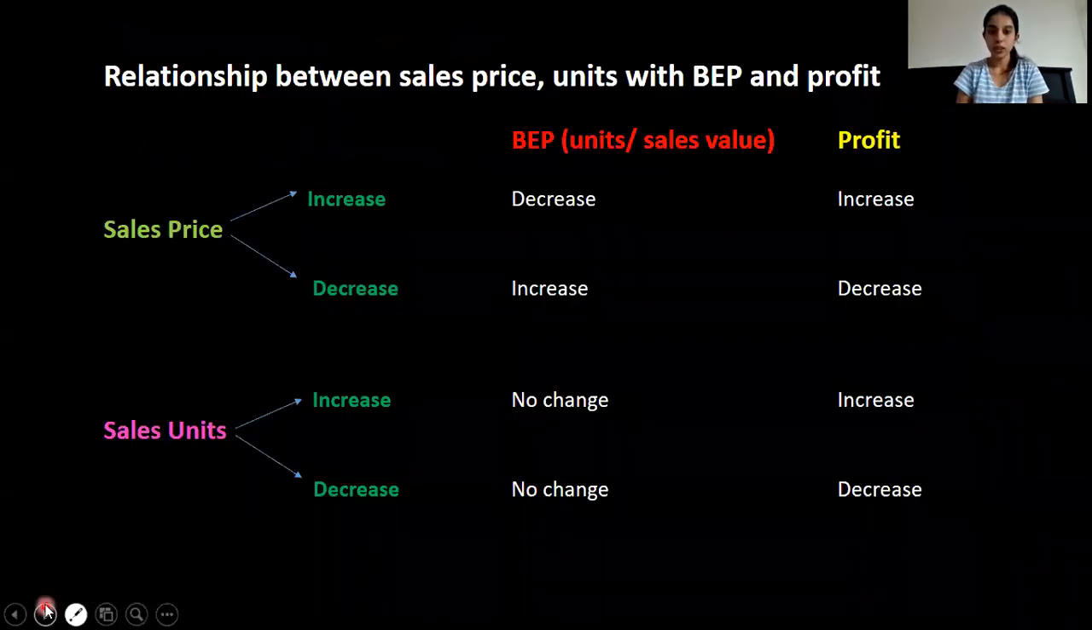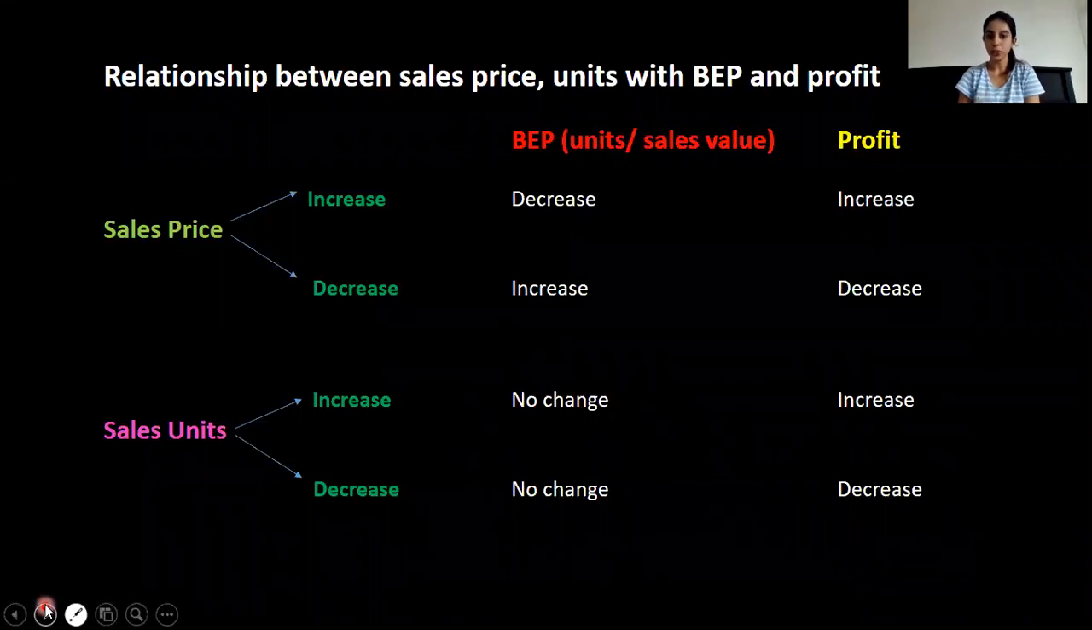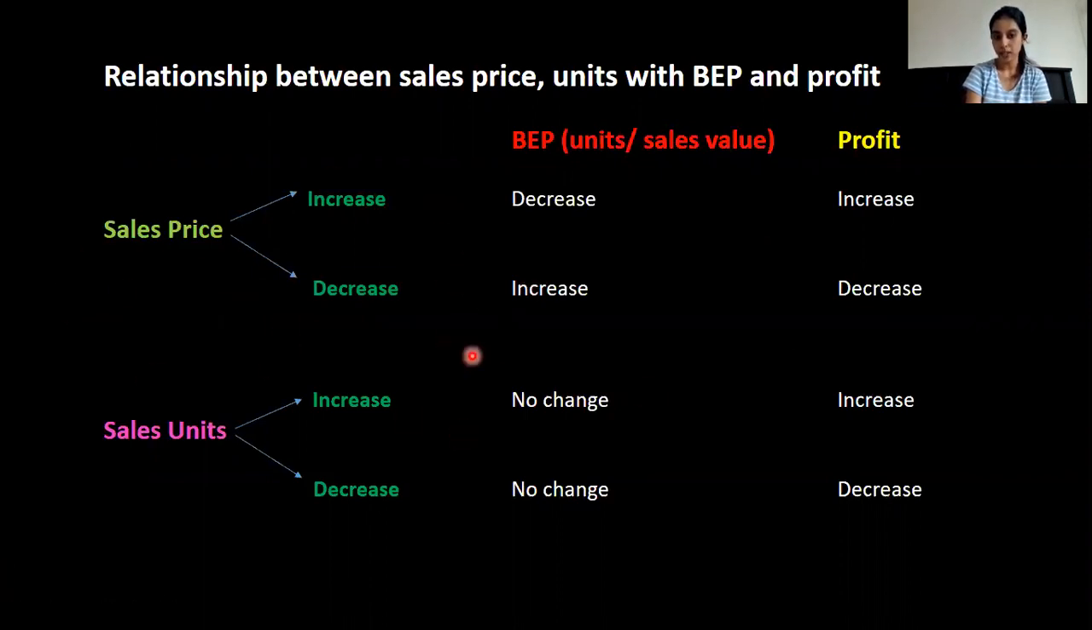Then let's focus on the relationship between sales price and units with break-even point and profit. Sales price and sales units have a direct relationship with profit. When we increase either the sales price or sales units, it will automatically increase our revenue, which will then increase our profits. However, if we first focus on the sales price, when we increase the sales price, what will happen to the break-even point in units? What is the formula for calculating break-even point? Total fixed cost divided by contribution.